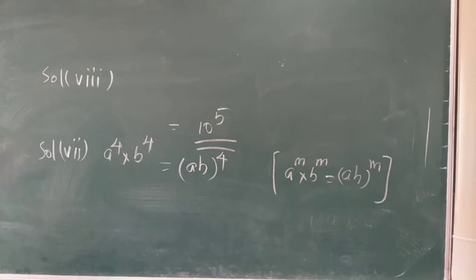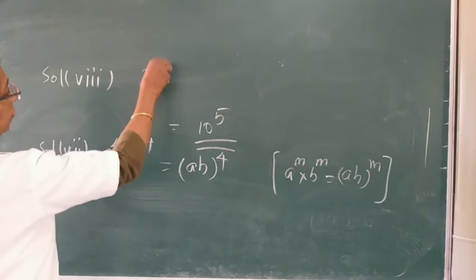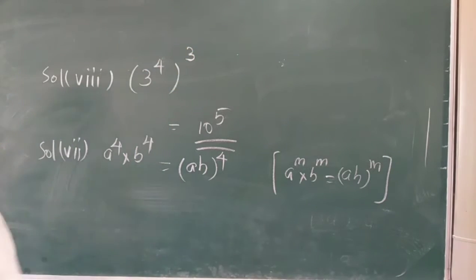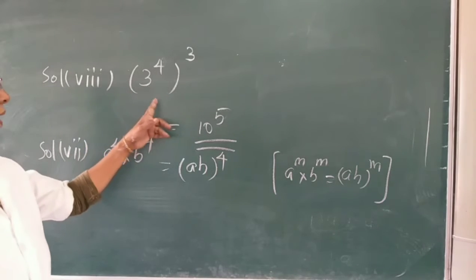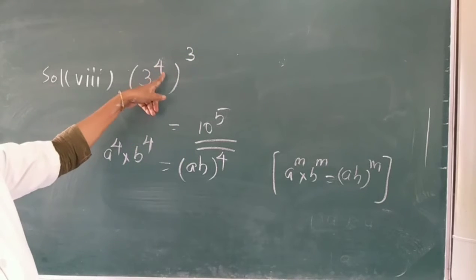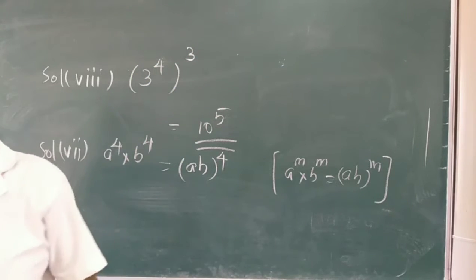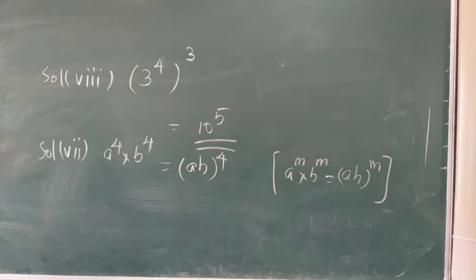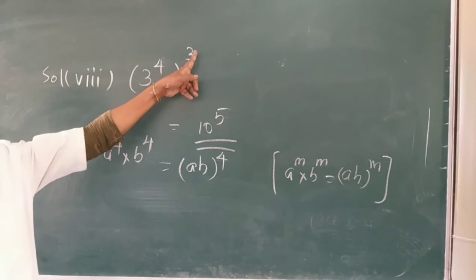Eighth question is 3 raised to 4 the whole raised to 3. Which formula? Which law? a raised to m the whole raised to n is a raised to mn. Giving another power to a power, that is taking power of a power. That is a raised to m the whole raised to n.